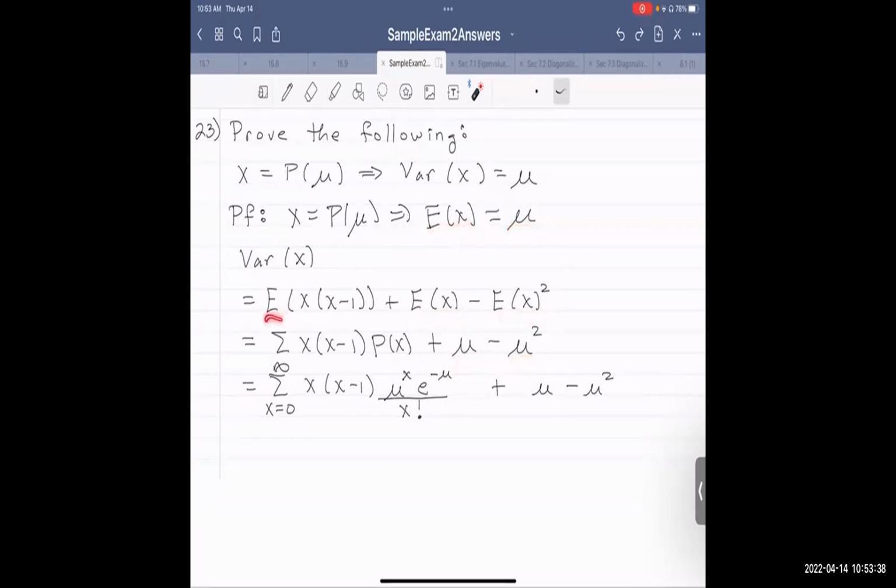By definition, the expected value of, let's say, x times x minus 1 is x times x minus 1 times the probability of x. Well, the probability of x by the Poisson probability formula is mu to the x e to the minus mu over x factorial. And this is from x equaling 0 to infinity.